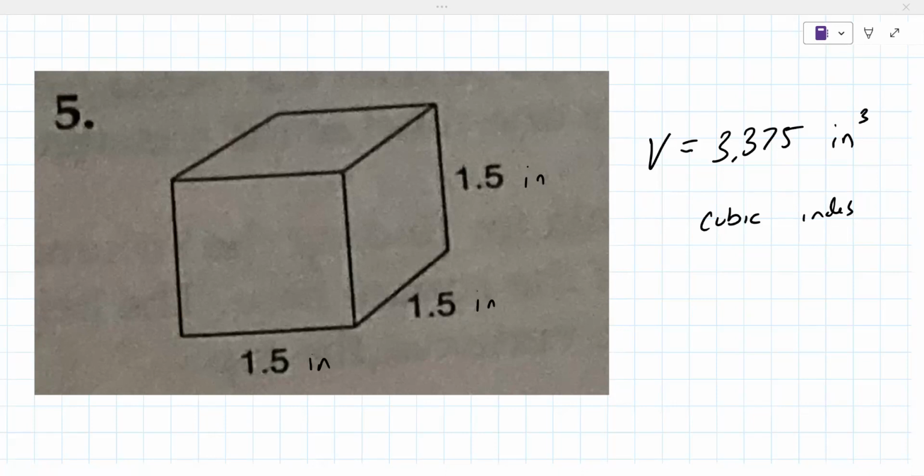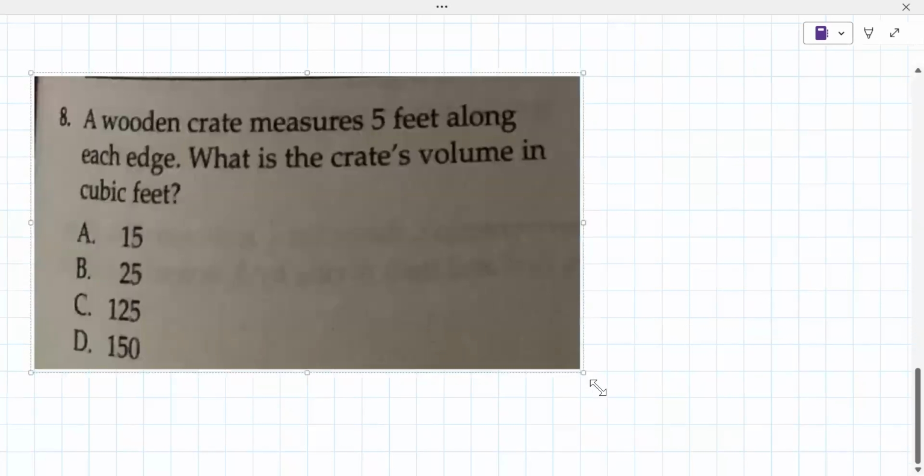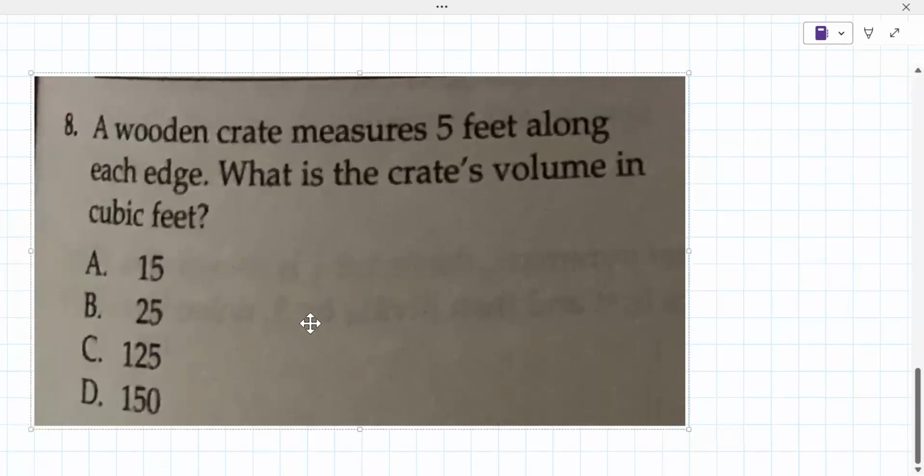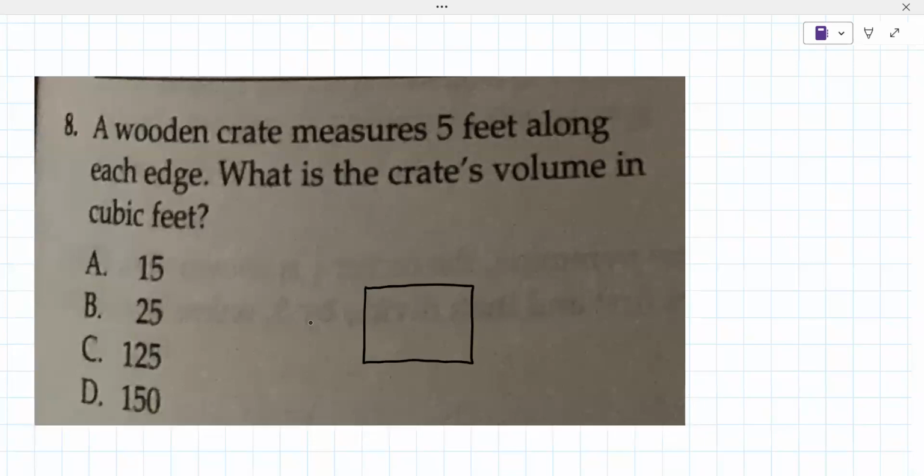Let's do another problem here, more of a word problem, more of a problem you would see in the test. It says a wooden crate. Hopefully you can envision what a wooden crate might look like, 5 feet along each edge. So the way you draw a box is you draw the front face first, and then you draw 3 parallel lines like this. And you just label it 5, 5, and 5. That's what it means along each edge.